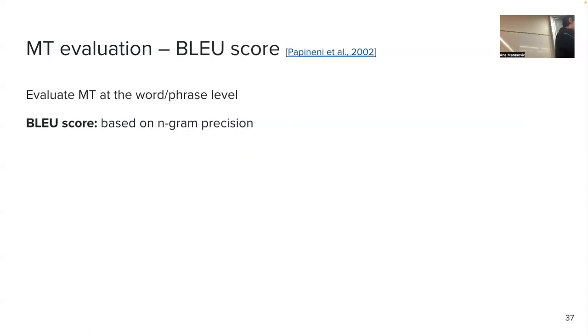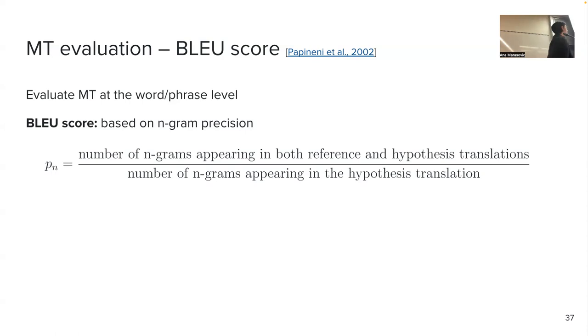The main measurement for MT evaluation that's been around for over 20 years is the BLEU score. It evaluates MT at the word or phrase level, and it's based on n-gram precision. Basically, you have p_n, the fraction of n-grams appearing in the hypothesis translation, so in the machine translation. Let's say we are looking at p_2: the number of 2-grams, bigrams, that appear in our machine's translation. You look at how many of those also appear in the reference, the human translation. So again, you need that parallel corpus where you have human translation, and you are computing n-gram overlap between human and machine-translated bigrams.